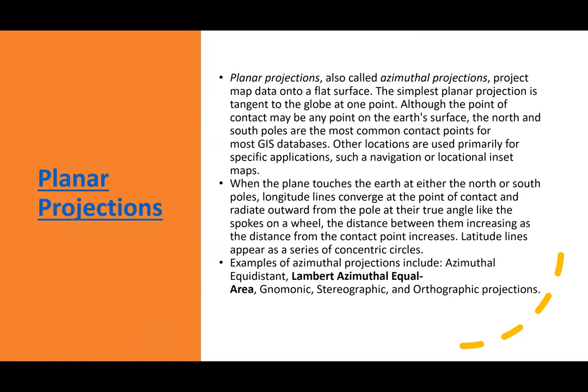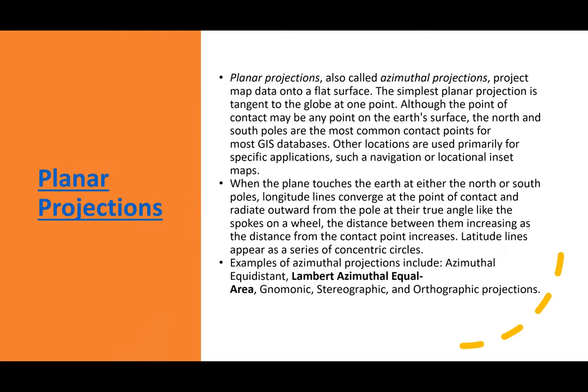Planar projections, so we have different kinds of projections. Planar projections, also called azimuthal projections, project map data onto a flat surface. The simplest planar projection is tangent to the globe at one point. And although the point of contact may be any point on the Earth's surface, the north and south poles are the most common contact points for most GIS databases. Again, that's the starting point. Other locations are used primarily for specific applications, such as navigation or locational inset maps.